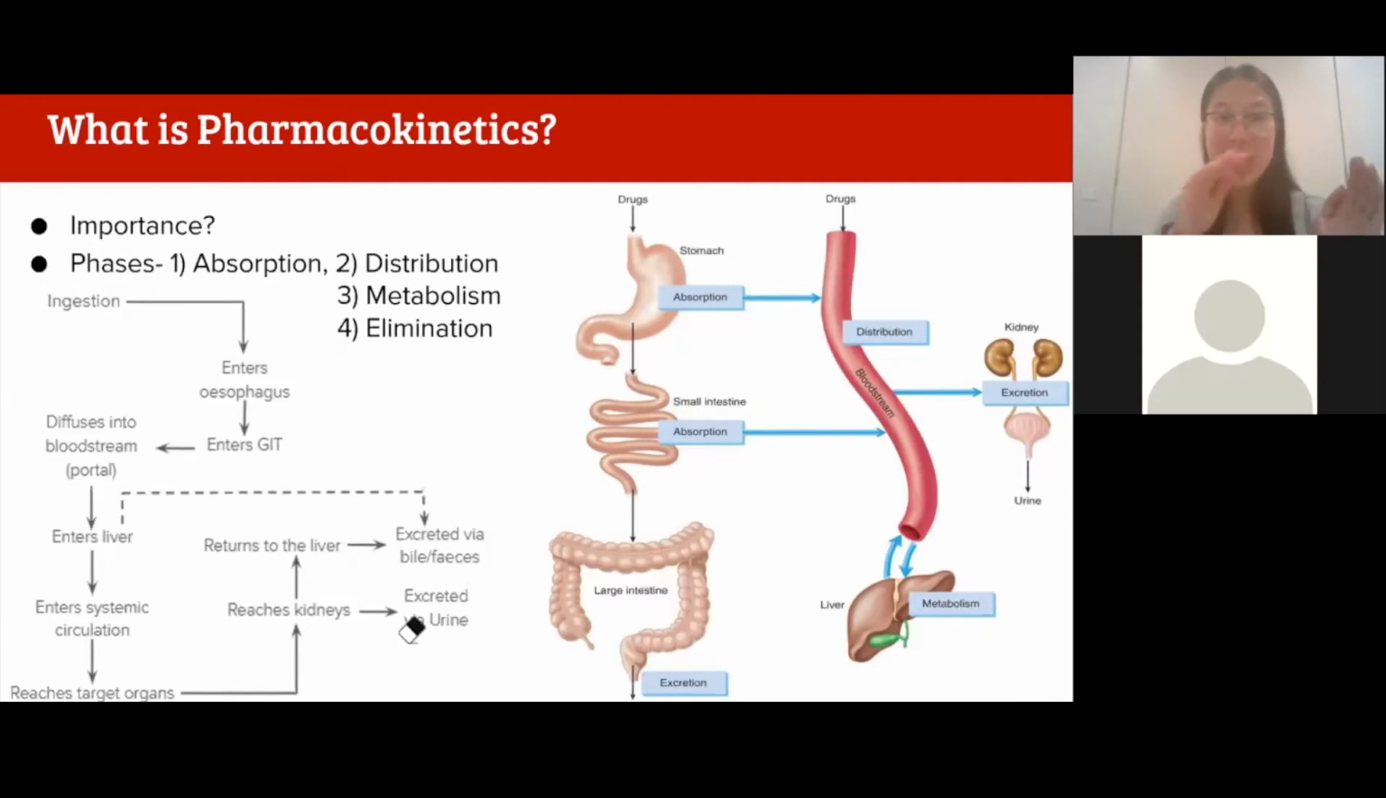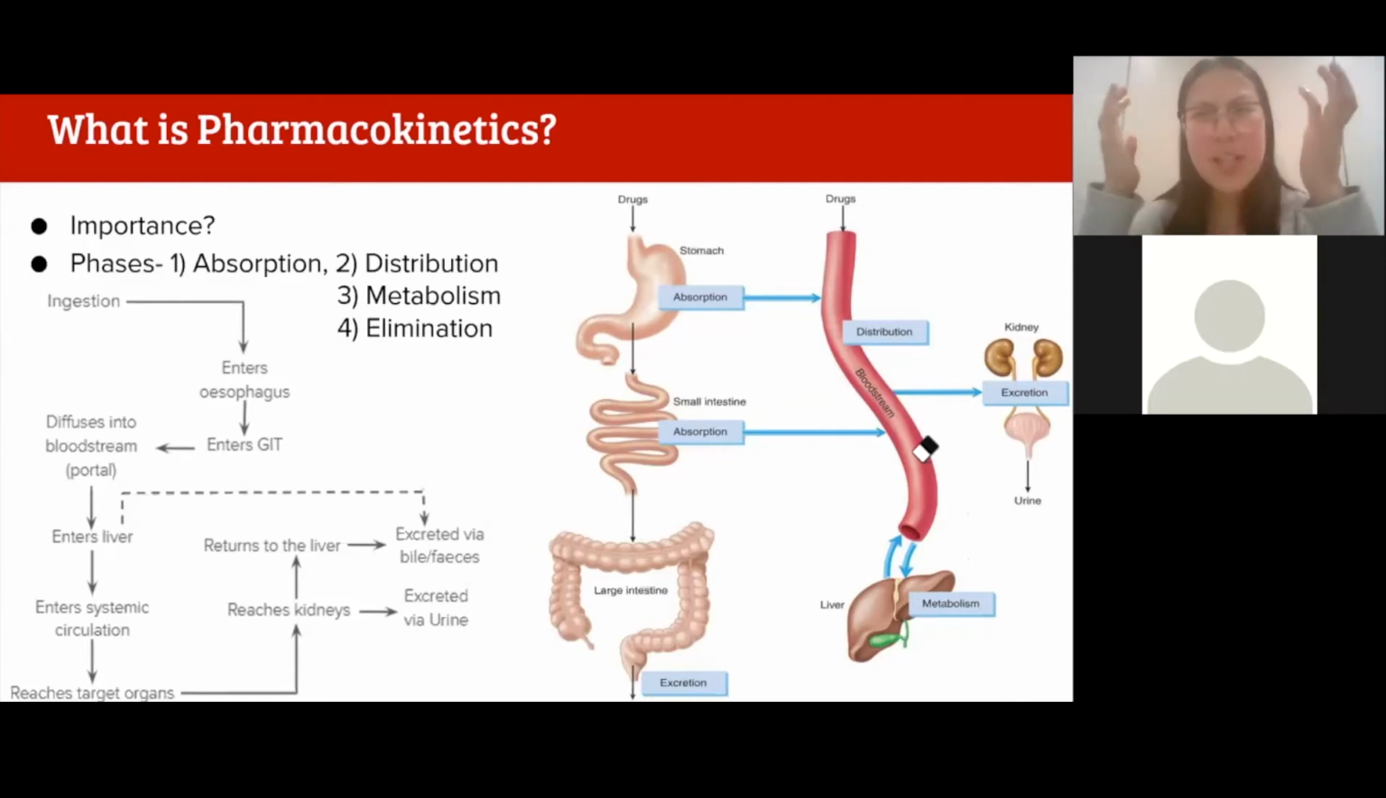I'm showing you the steps from ingestion, how the drug enters your esophagus, your gastrointestinal tract, so absorbed in the stomach, in the intestines, and then it enters the bloodstream, goes to the liver where it gets metabolized, enters systemic circulation, goes back to the circulation, reaches your target organs, and you've got that metabolism and excretion as well.